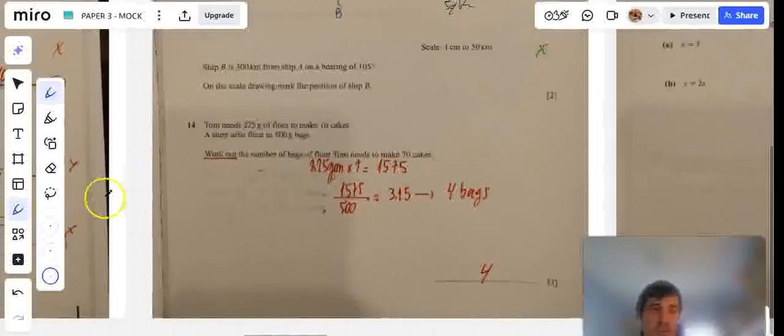Again, in this exercise, you can use the rule of 3 or rule of proportion. 225 grams of flour make 10 cakes.